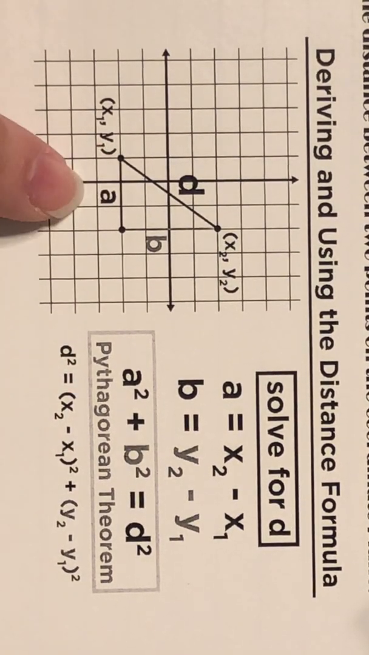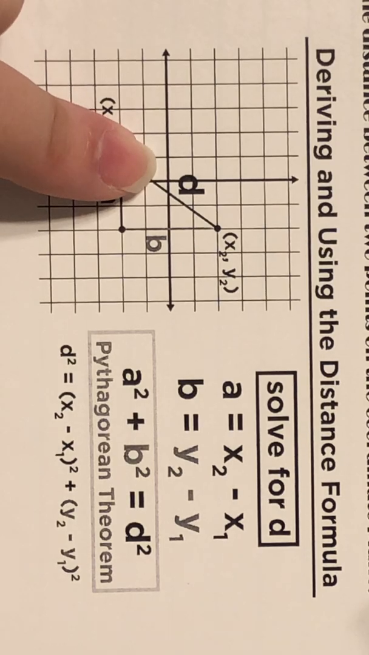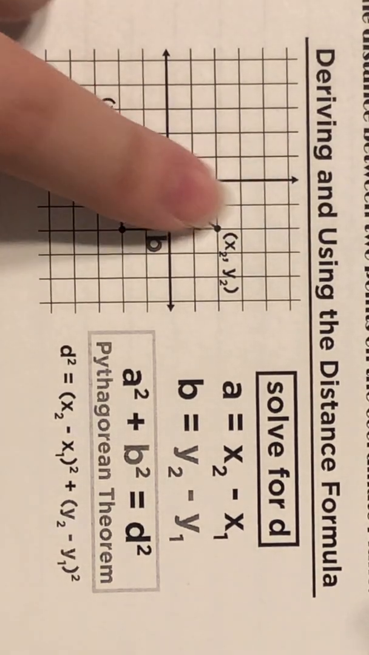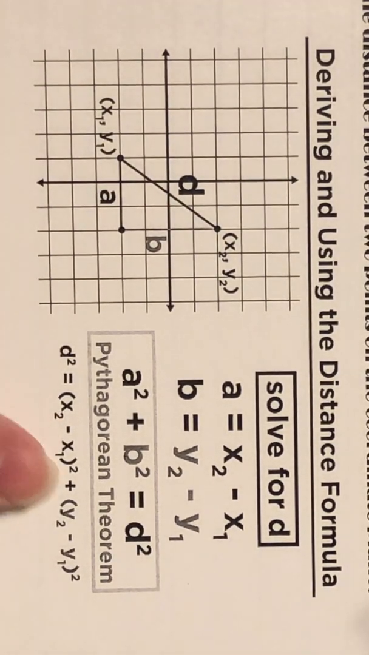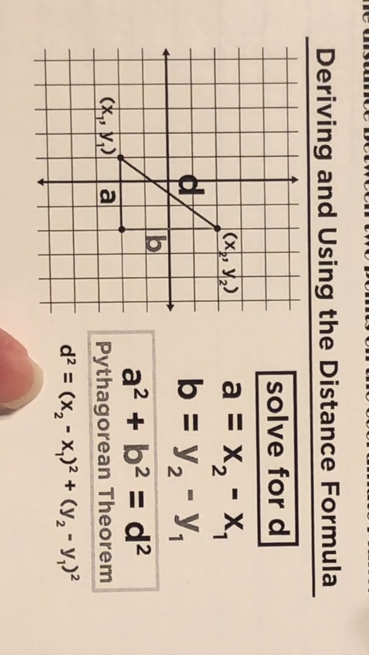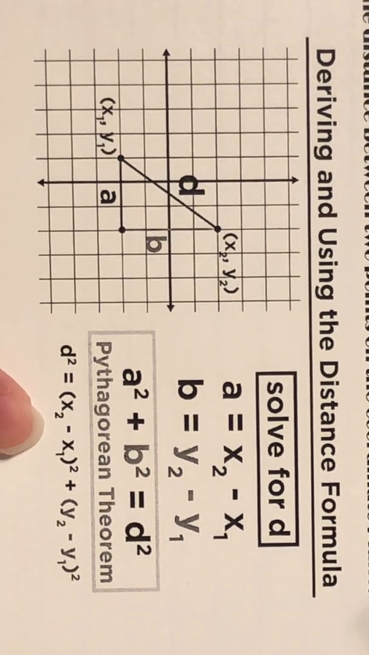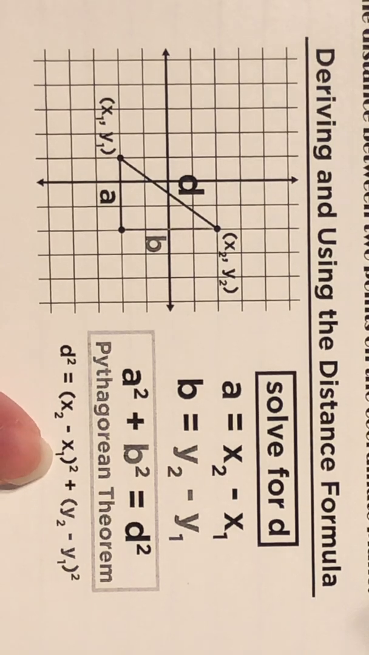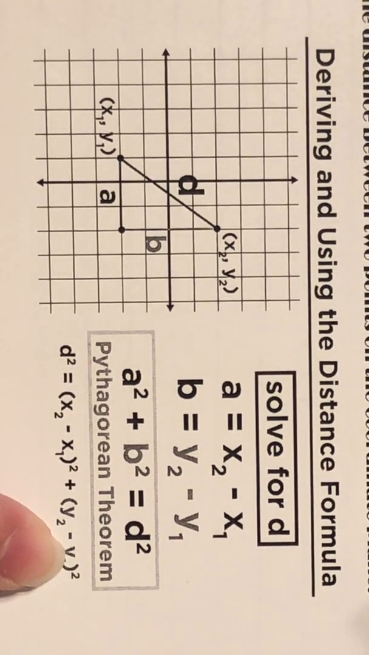Okay, we know that a squared plus b squared equals d squared, which is c squared normally, but d squared in this case. Okay, so d squared equals (x2 minus x1) squared plus (y2 minus y1) squared.